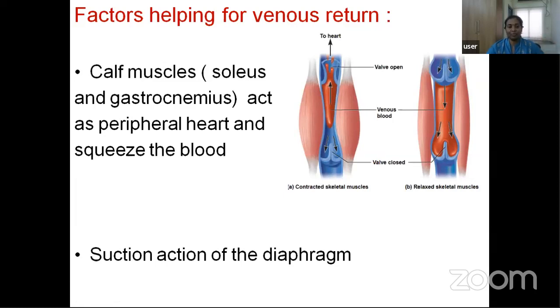The second important factor helping venous return is the suction action of the diaphragm. The thoracic diaphragm forms a partition between the thorax and the abdomen. It contracts and relaxes, and when it is relaxing, it acts as a suction and helps venous return. So these two factors, the calf muscles and the diaphragm, help the venous return of our lower limbs.